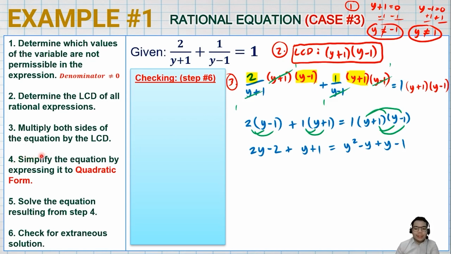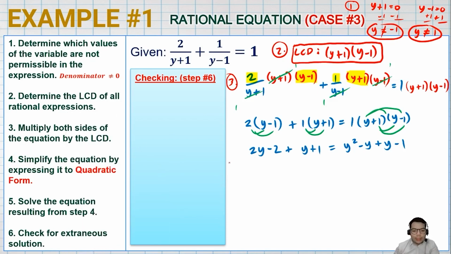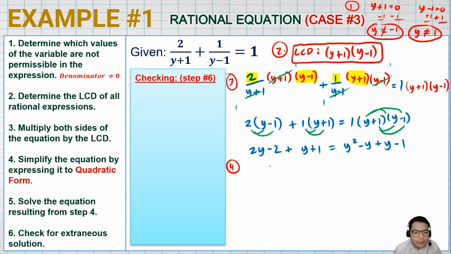Next, step 4, simplify the equation by expressing it to quadratic form. So, simplify pa daw natin yung equation natin, then gagawa tayo ng quadratic form. So, paano natin gagawin yun? So, this is step number 4. And so, step number 4, ayusin natin to. So, combine natin yung like terms. So, 2y tsaka y, pwede natin combine them. So, we can have 3y. Then, ito naman is negative 2 plus 1. So, we'll be having minus 1. Kasi negative 2 plus 1 is negative 1 is equal to, yan.